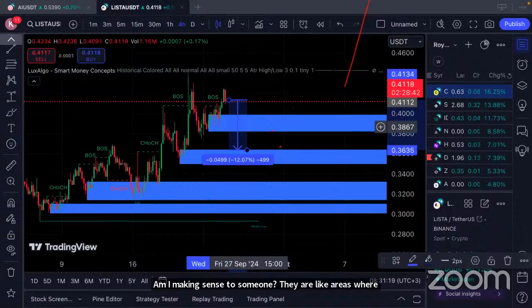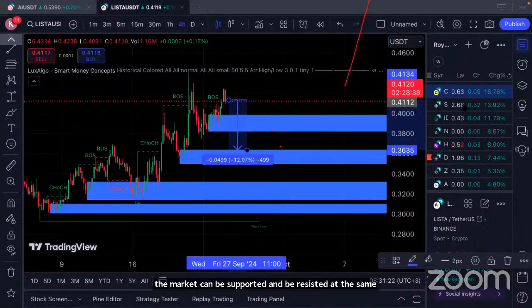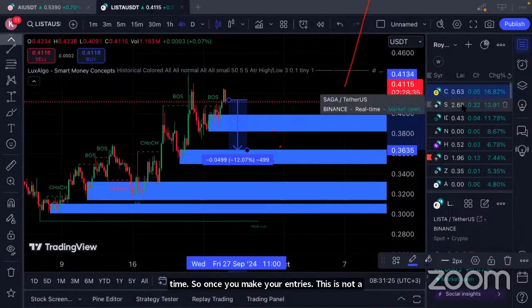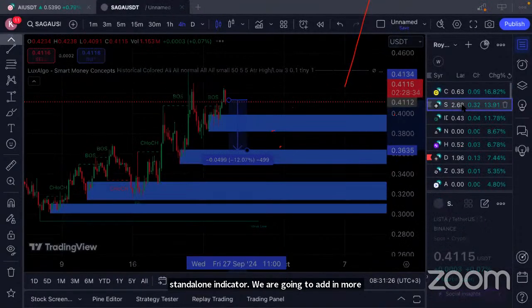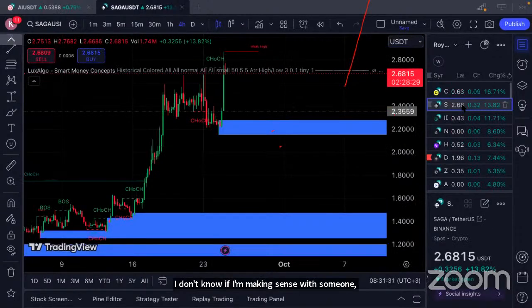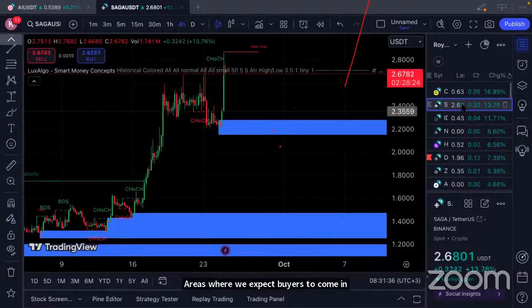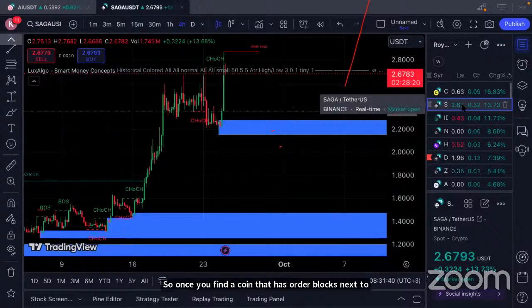So once you make your entries, this is not a standalone indicator. We are going to add in more indicators. But these order blocks are areas where we expect buyers to come in. So once you find a coin that has order blocks next to each other, usually when you make an entry, you will not float for a big time.